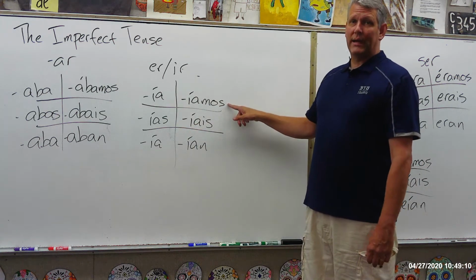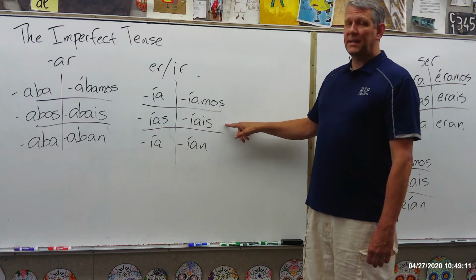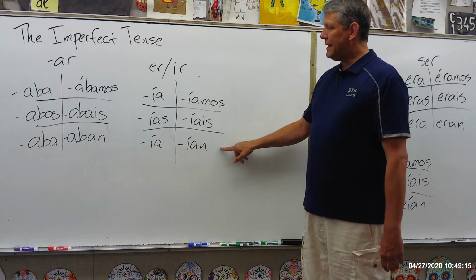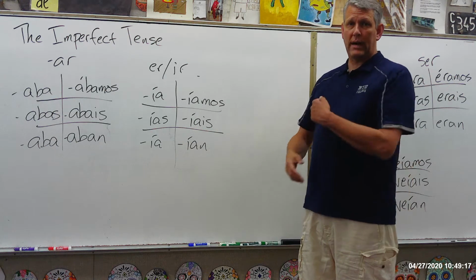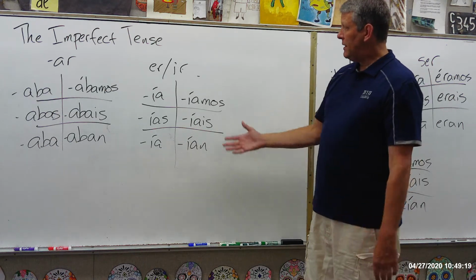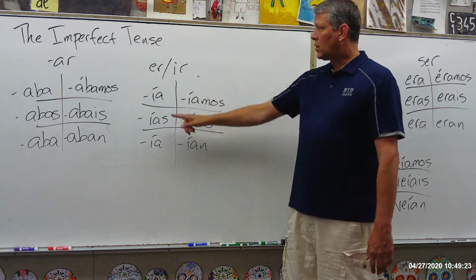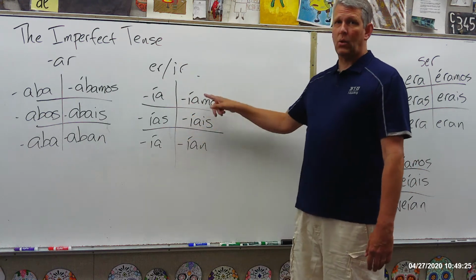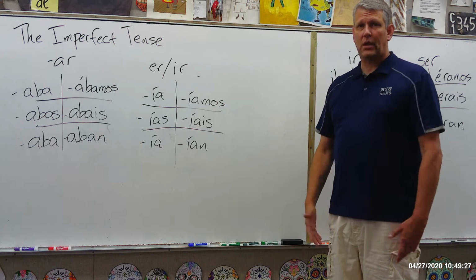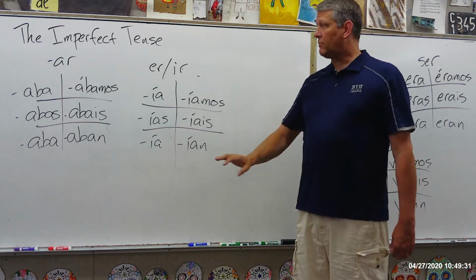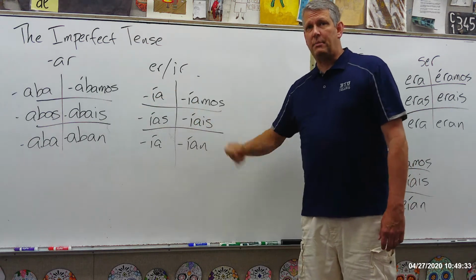Nosotros, we were writing. Escribíamos. Escribíais, just in case you're in Spain, they need to use the vosotros form. And escribían would be they were writing or you guys were writing. Okay? And that's for IR verbs and ER verbs. We could do the same with a verb like comer. Comía, comías, comía, comíamos, comíais, and comían. Okay? That's the wonderful thing about this verb tense. There are only 3 irregular verbs. All the rest follow these patterns right here.